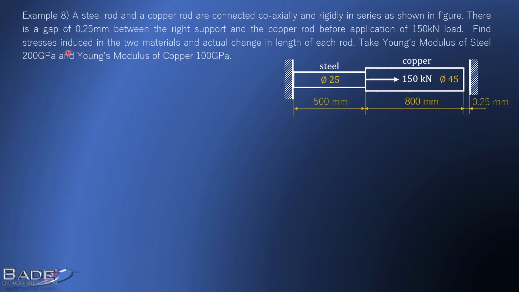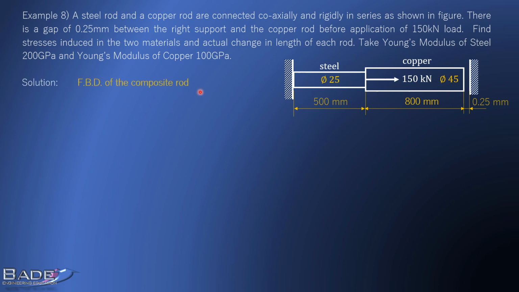Read the problem. A steel rod and a copper rod are connected coaxially and rigidly in series as shown in figure. There is a gap of 0.25 mm between the right support and the copper rod before application of 150 kilonewton load. Find stresses induced in the two materials and actual change in length of each rod. So we want to find stress in steel, stress in copper, change in length of steel and change in length of copper. Take Young's modulus of steel 200 GPa and Young's modulus of copper 100 GPa.